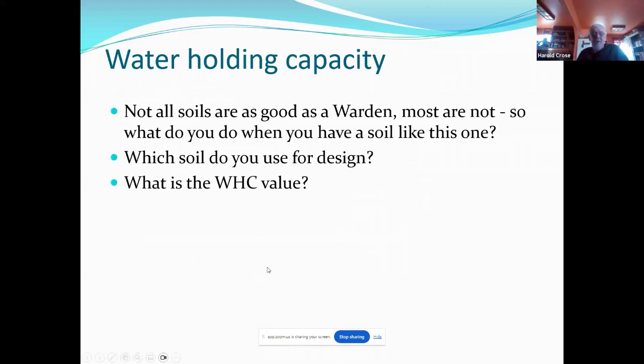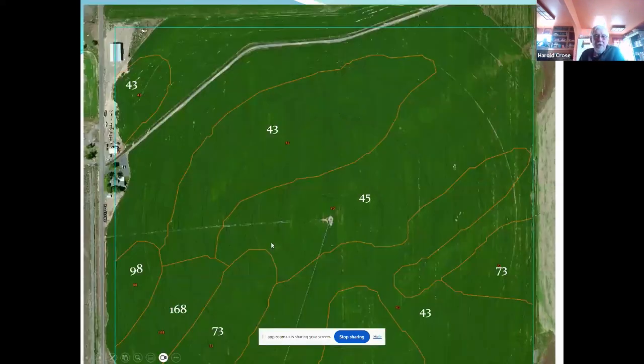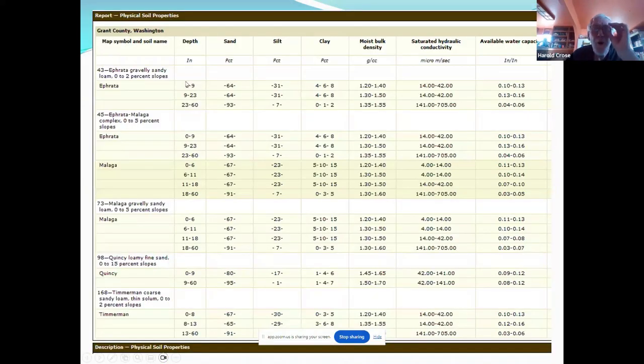So not all soils are as good as Warden. Most are not. So what do you do when you have a soil like this one? And I'll show you in a second. Which soil do you use for design, and what is the water holding capacity of that soil? That gets back to the one I showed you here, to run you through an example. And here's the profile for that soil. All the soils you just saw on that screen are listed out here, and you can look at each one of those soils independently and get the characteristics for it.